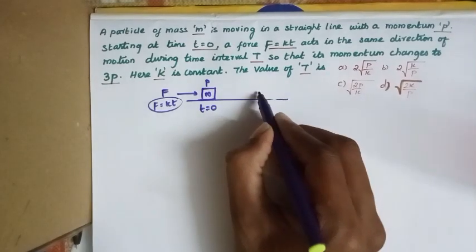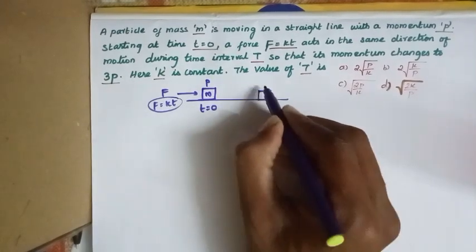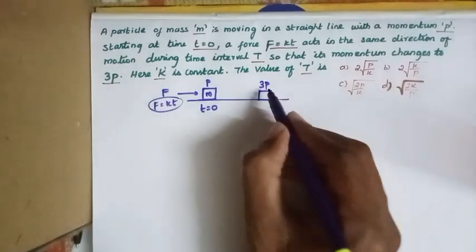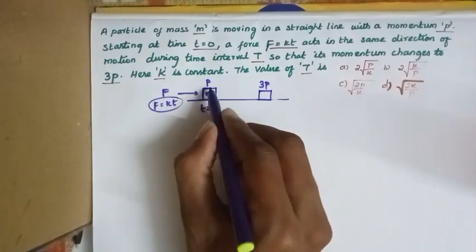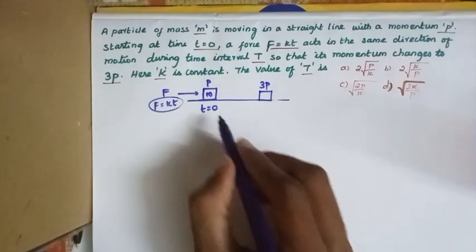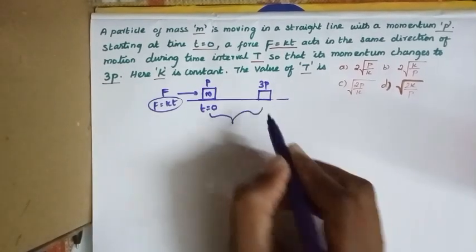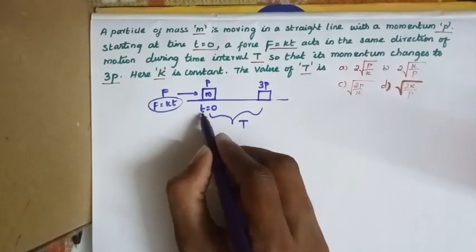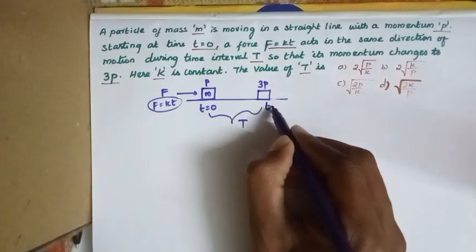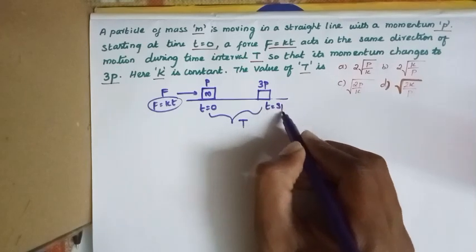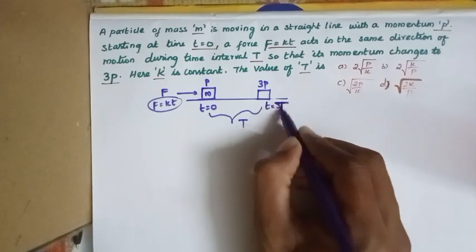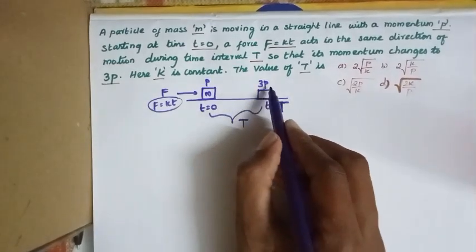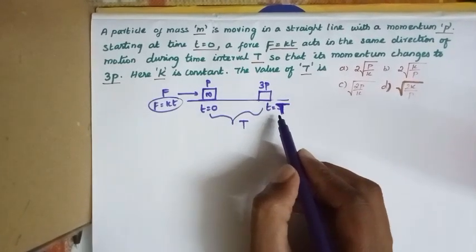Now its momentum is increased to 3p. Okay, so because of this force, the momentum of this particle changed from p to 3p. So this force is acting for a period of T seconds, a time interval T. Now the time value is capital T. So at the moment its momentum becomes 3p, the time value becomes T.